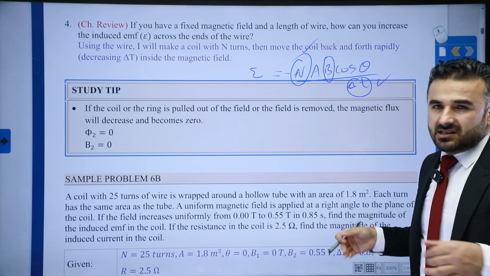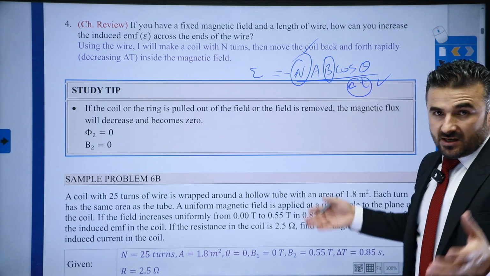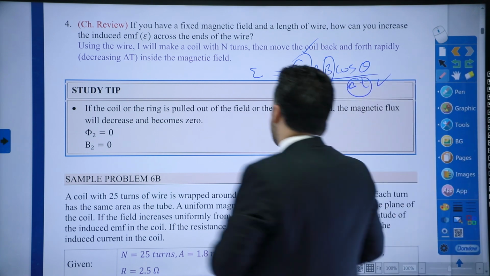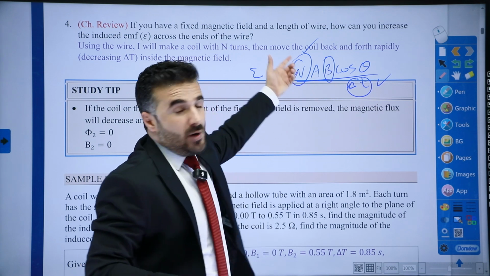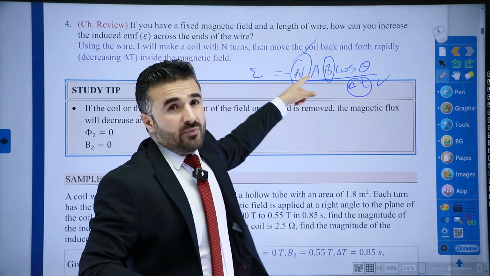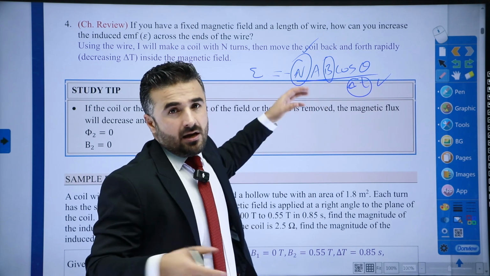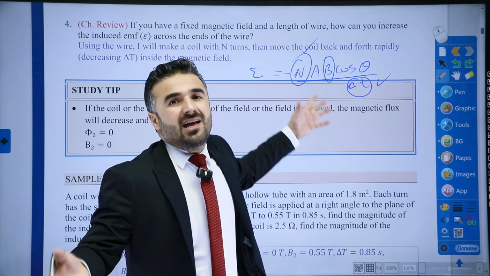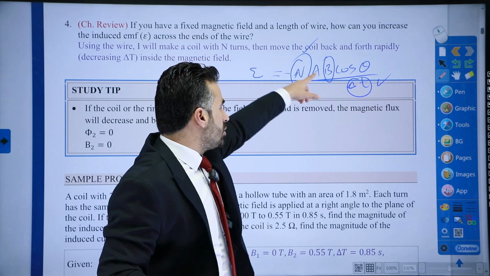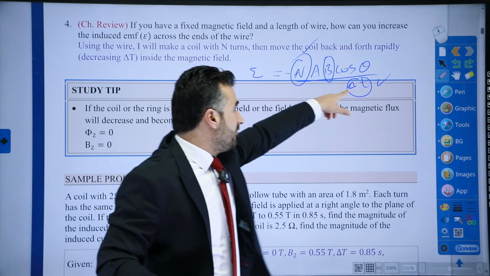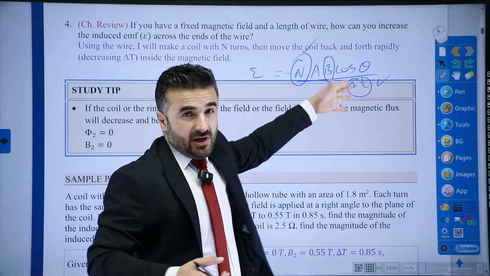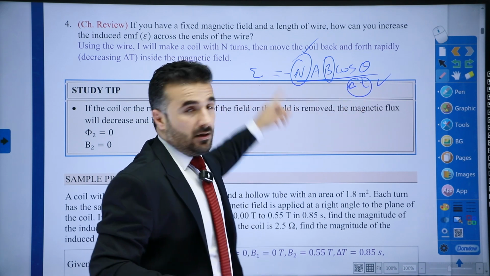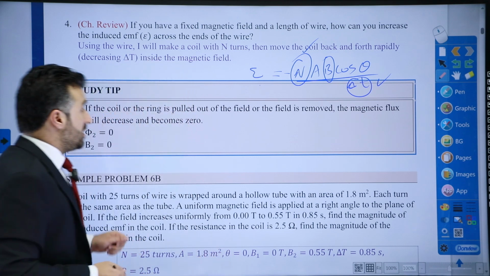but because the wire that we have is limited, perhaps we cannot change that one very much, because if you change the area, you might not be able to increase the number of turns big enough. So we're going to change the wire into a number of turns, and then we can decrease the time. By decreasing the time, we can increase the electromotive force that is induced here as well.